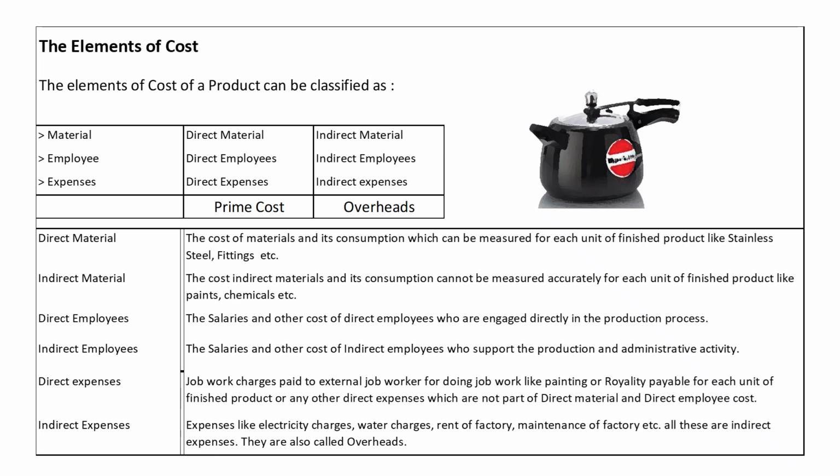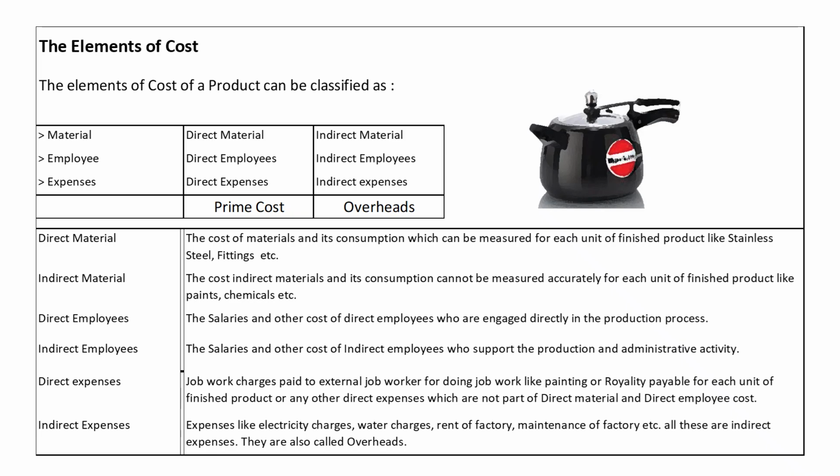Now, employee cost. Employee cost is again further divided into direct employee cost and indirect employee cost. Direct employee cost, also referred to as direct labor cost. This includes salaries and other costs relating to employees who are directly engaged in production activity. The cost of these employees usually varies with production. Higher production requires more employees, such as through additional shifts.